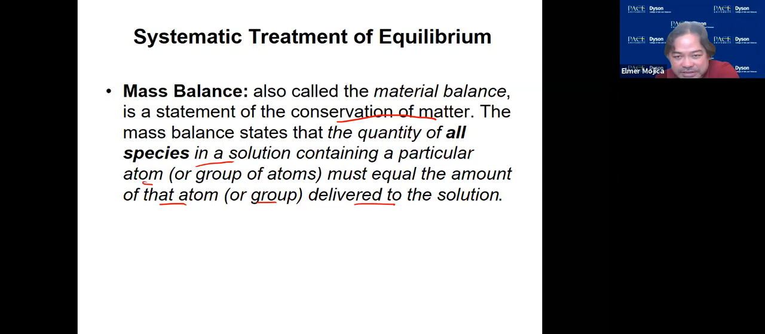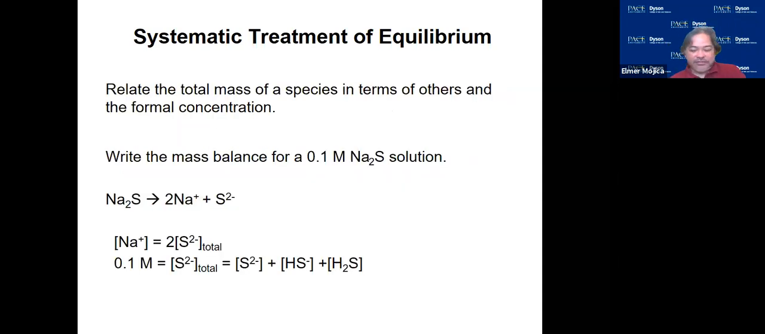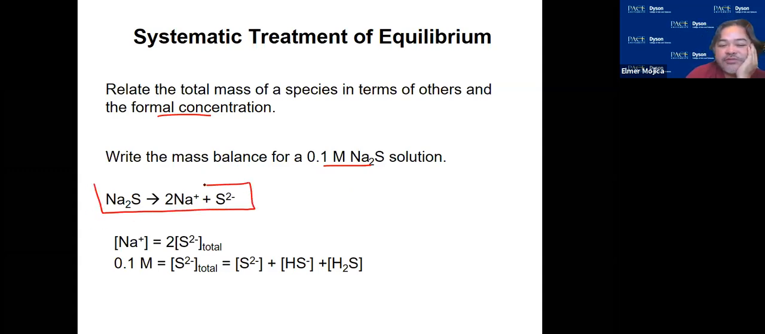So how do we do that? Let's try to look at a specific example. So I typed in here how you're going to do that. For instance here, relate the total mass of a species in terms of the others and the formal concentration. So write the mass balance for 0.1 molar sodium sulfide. So what do you need to consider here? Your sodium sulfide dissociates to give you 2 sodium ions and a sulfide ion. And the way that you're going to write them is this way.